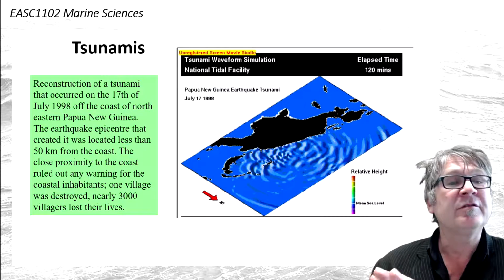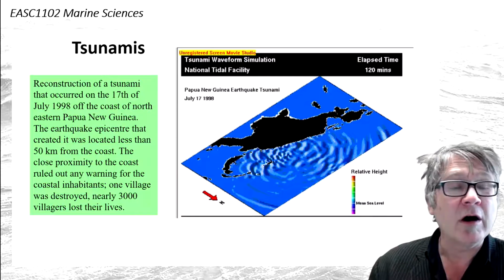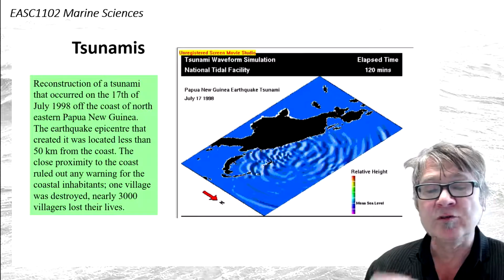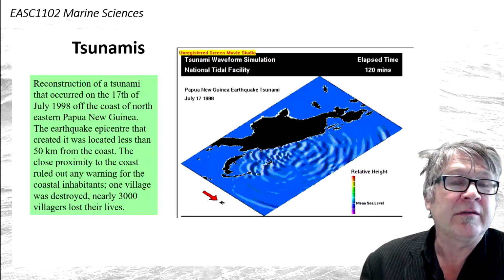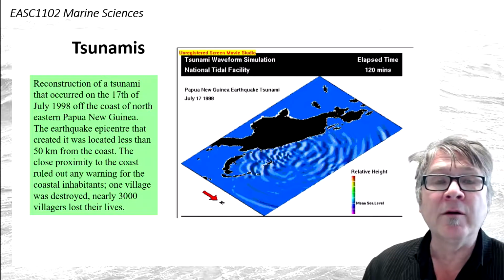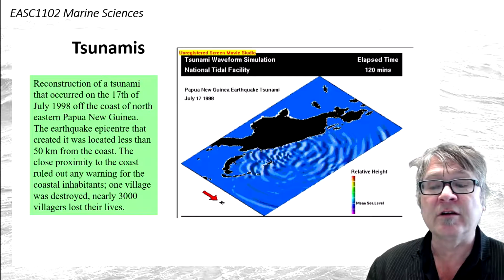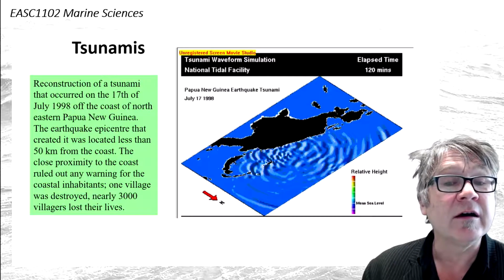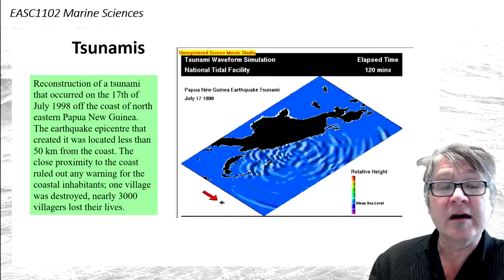This is the situation shown after 2 hours. 120 minutes is 2 hours, and you can already see that there's no way you can warn the villagers, and nearly 3,000 villagers lost their life. So this is one example.